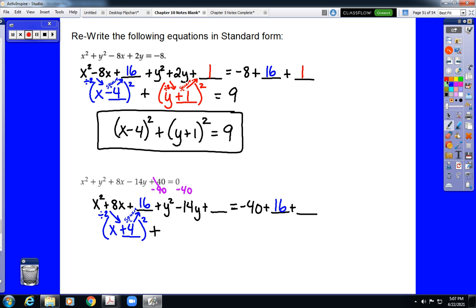Okay, so we're going to do the exact same thing for the y term. So that would be negative 14 divided by 2. Would be negative 7. And then we're going to square that to get 49.